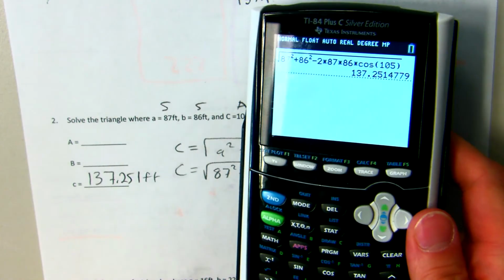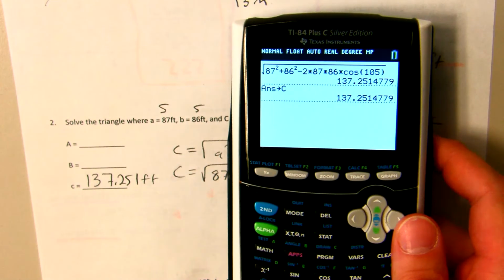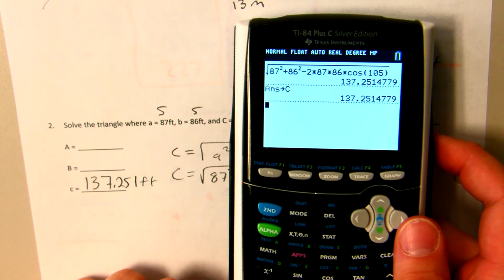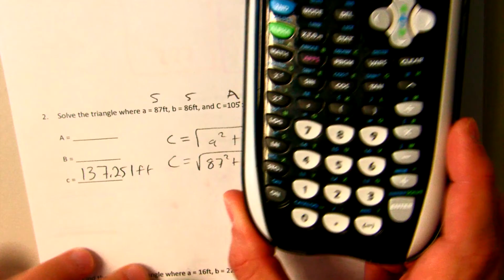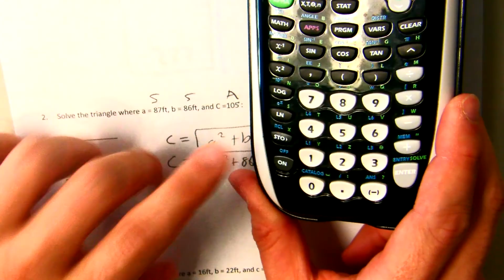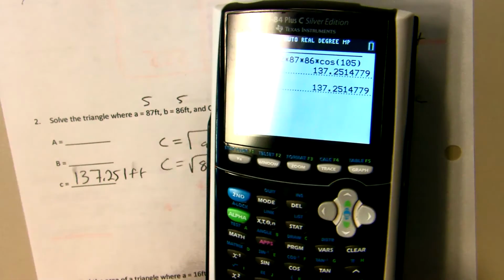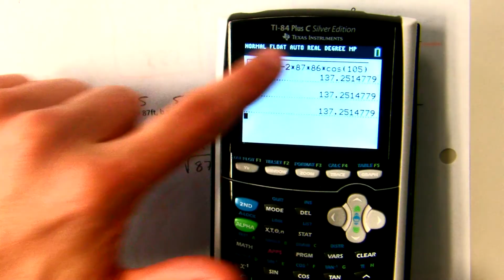Okay, and then I would suggest that you store that in for C, because you will need that value again later. Hit the store button, and then type in the other C. So now anytime I say C, it knows it's not a rounded amount, it's actually keeping up with that whole thing.